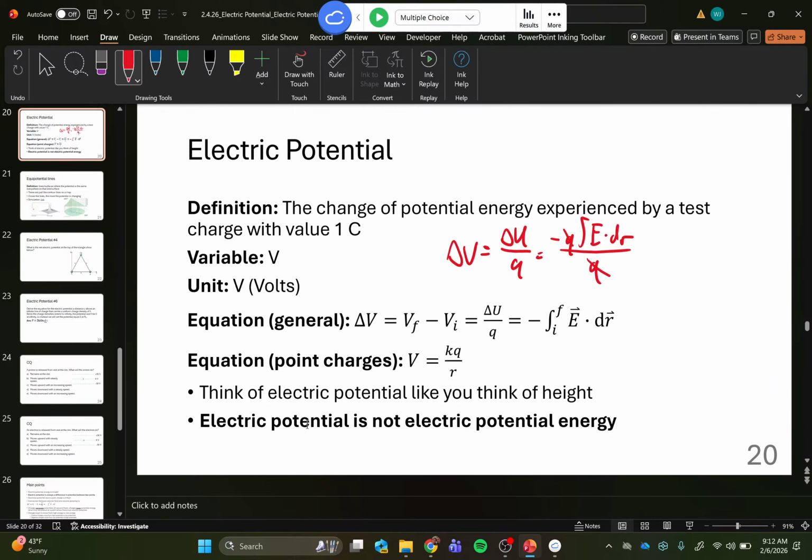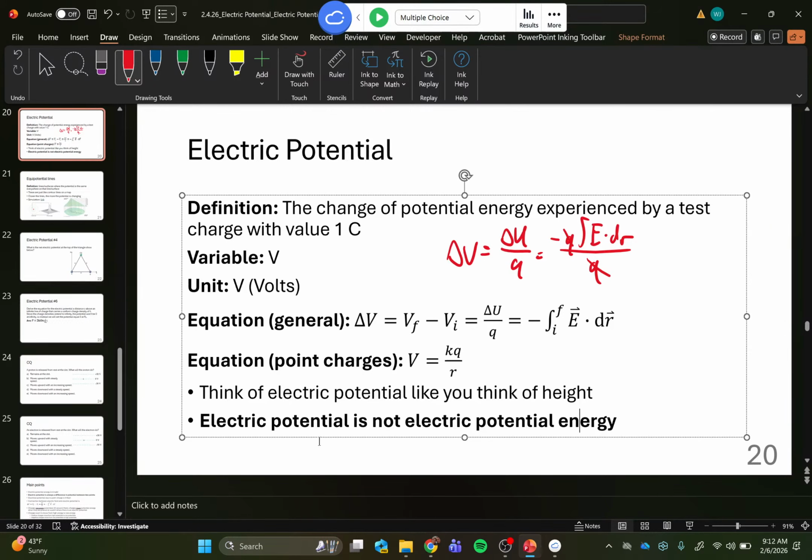Electric potential is not electric potential energy. This has the word energy. This does not have the word energy. It sounds obvious right now, but you will make this mistake. So I'm just trying to say it like 15 times to reduce how many people will make that mistake. But it's going to happen to you. And think of it like height.